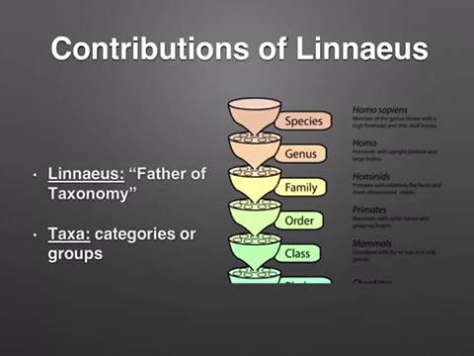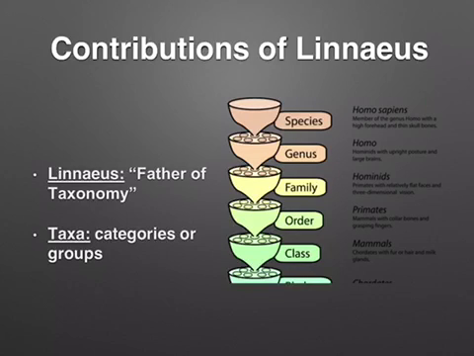Before we got to this modern way of classifying, we had a scientist by the name of Carl Linnaeus, and he is the father of taxonomy. He came up with a way of organizing organisms based on their physical appearances. And he created something called taxa, which are just groups or categories.